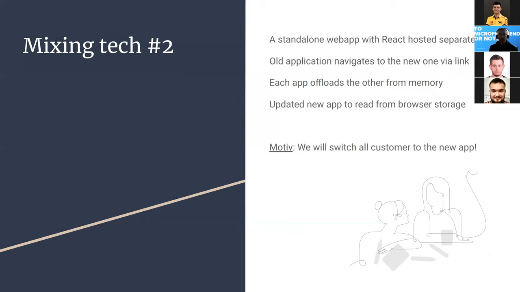The motivation here was that having this in place would allow us at some point to switch all customers to the new website. So instead of rewriting the old app, we would just incrementally update the new one and then switch over a URL one day.